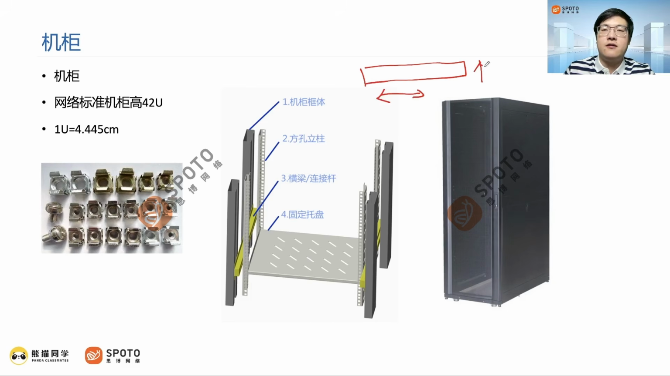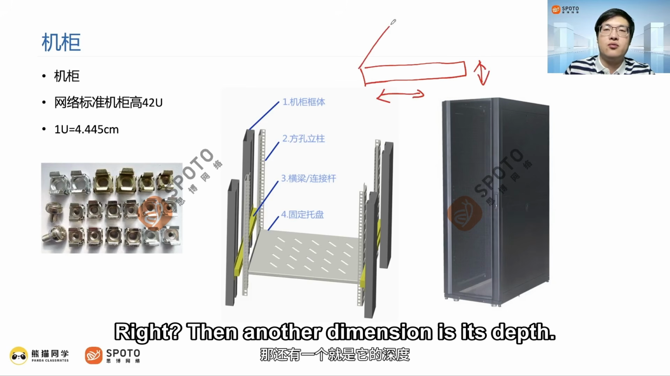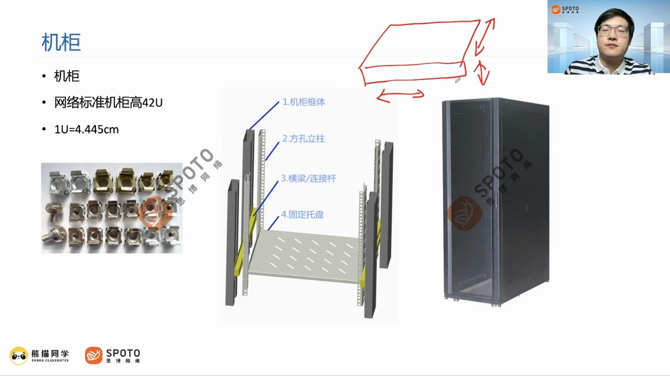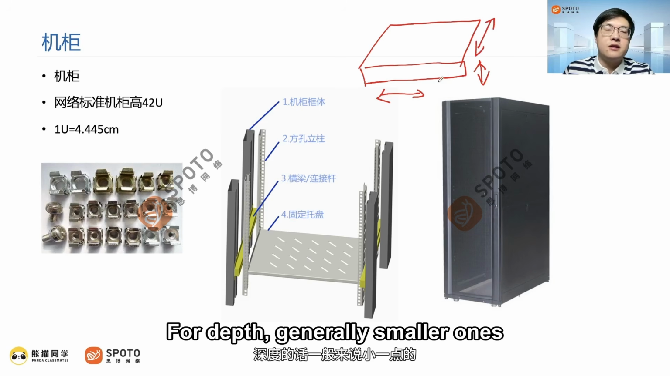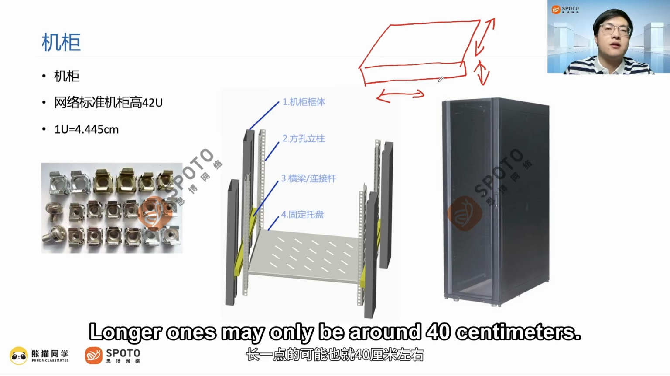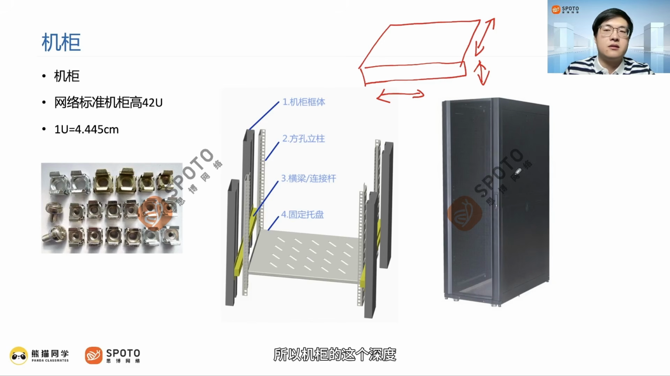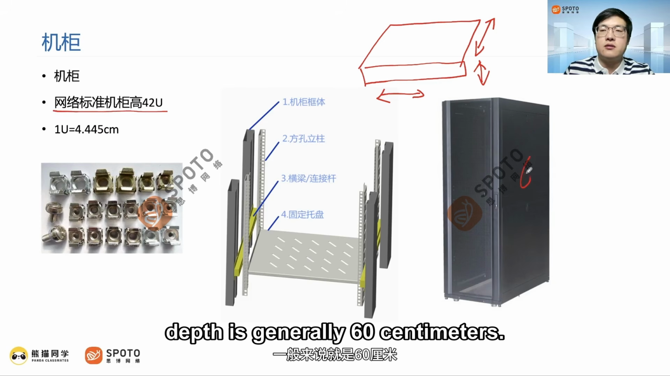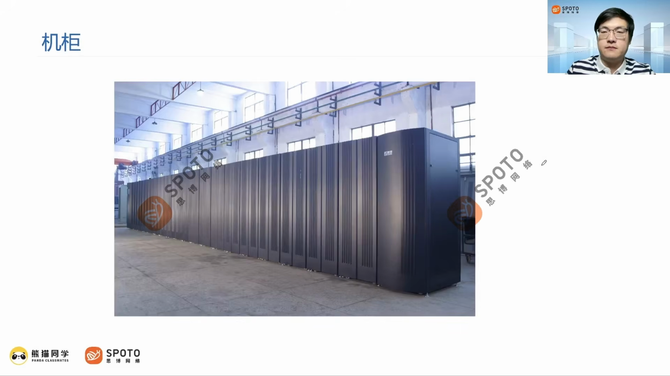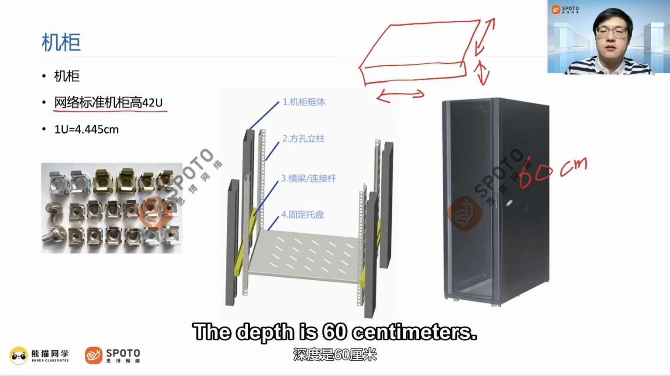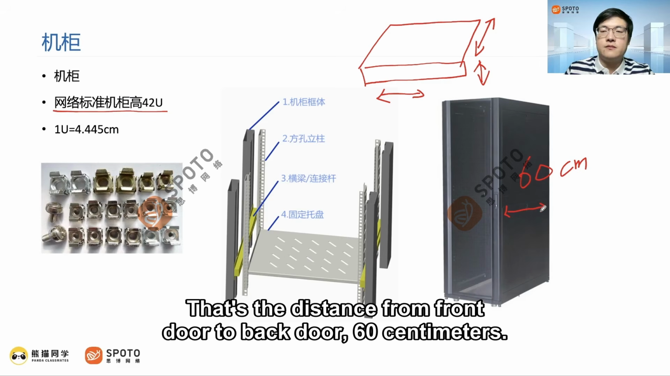This is height. Then another dimension is its depth. This is the so-called depth. For depth, generally smaller ones are about 10 or 20 centimeters, and longer ones may only be around 40 centimeters. The standard network cabinet depth is generally 60 centimeters. That's the distance from front door to back door, 60 centimeters.